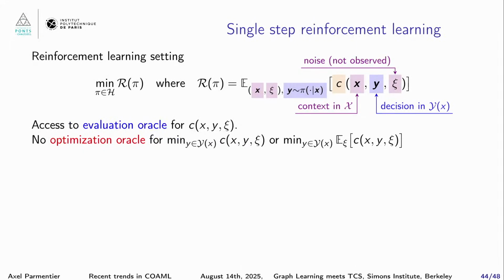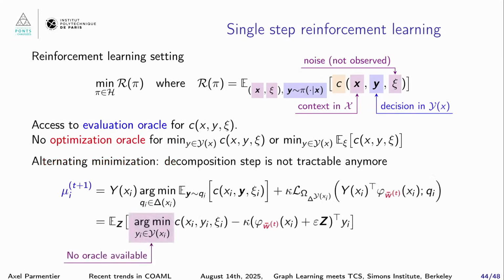And so we wanted an algorithm that is able to learn in that context. And the reason why we cannot apply our alternating minimization algorithm is that the decomposition step is not tractable anymore. Why? Because remember, we had the expectation of this minimization of your cost for a given Xi, and I just told you, well, we don't have access to this information. We can just evaluate that cost, but we can certainly not minimize on this. Okay? And so how do you update this algorithm to have a tractable decomposition step here?